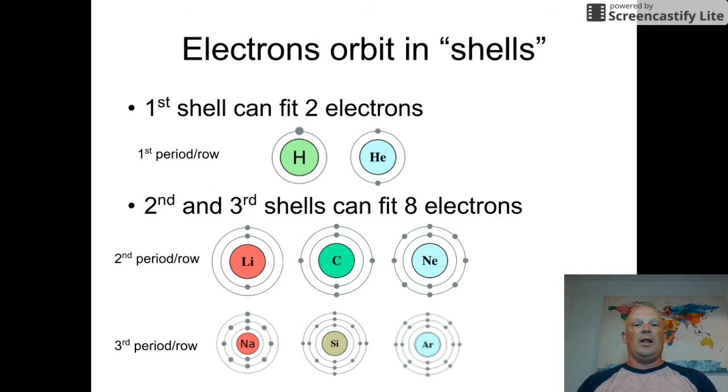So if you look at electrons, orbits, and shells, you see first shell can fit 2, as we just said. Second and third can both fit 8. That's as far as we're going to go in this class looking at that. And so if you remember the first shell fits 2, the second and third shell can both fit up to 8, you're going to be in good shape for this class. And so that gives you some examples of what those look like.